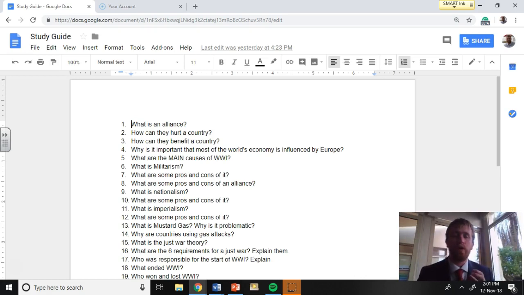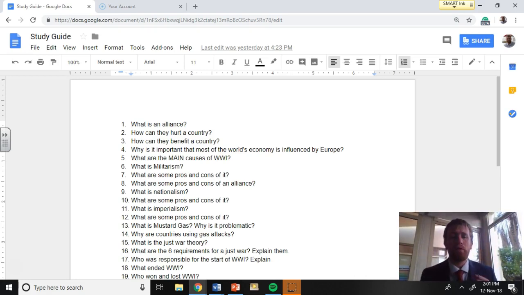Be able to talk about why it is important that most of the world's economy is influenced by Europe. This is going to be important for a number of factors, but the big reason is pretty much everyone in the world has some tie and has some interest in maintaining good, positive relations with Europe. Because a conflict in Europe is going to hurt the rest of the world as well, hence why part of the reason this is going to become a world war.